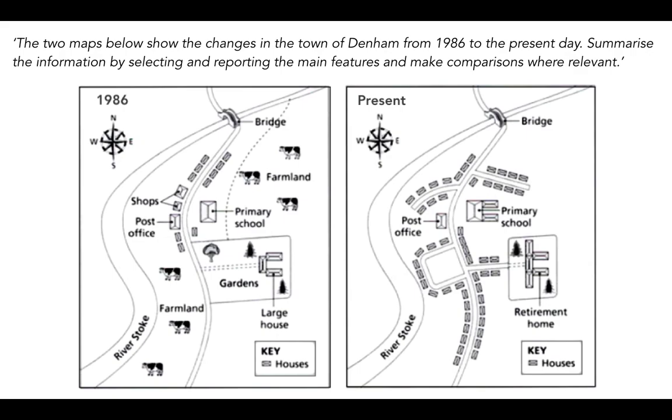The same goes for writing task 1, line graphs and bar charts and pie charts. Again, you don't have to write about everything. You're just selecting and reporting the main features. And of course, you can make comparisons where relevant. So take a look at these two maps and you can see the main changes that have taken place over the years.